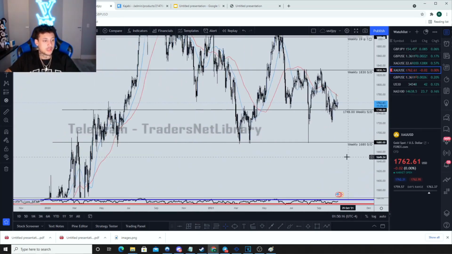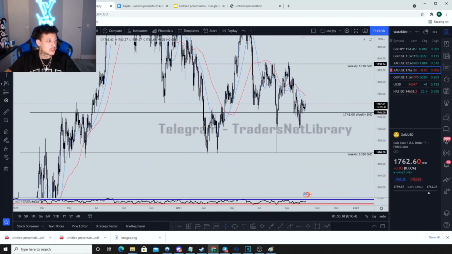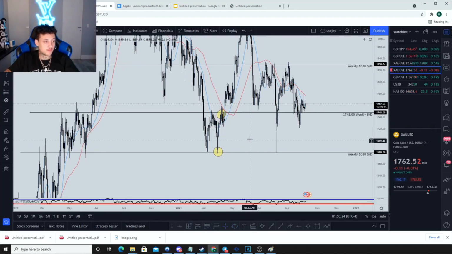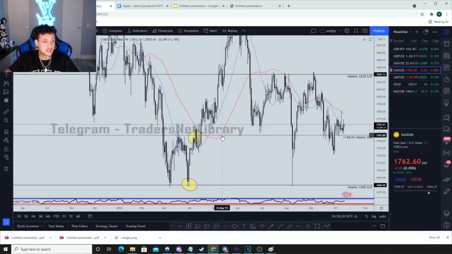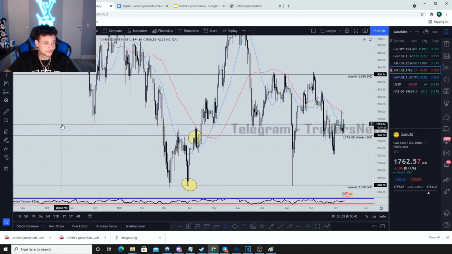So what we're doing is we're trading with ranges here. So we know that, hey, price rejected this 1680 level. We're probably going to go back up into 1748. Hey, price broke above 1748. Let's see if we come back down into the 1748 for a retest before continuing to go up.